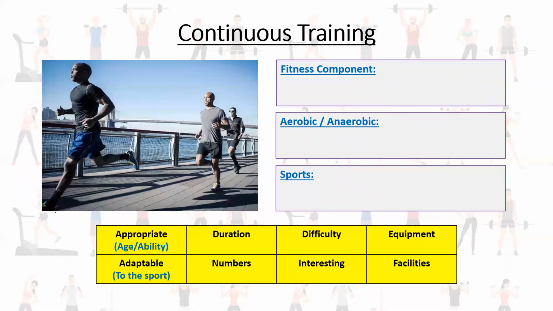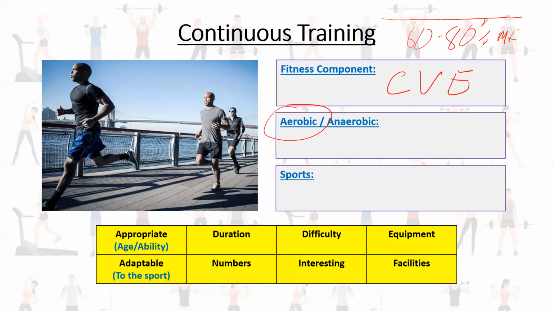Continuous training, again, targeting cardiovascular endurance. This is just where you're maintaining steady pace, aerobic work for an extended period of time. So your heart rate is maintained all the way along. No rests, usually done for about 20 minutes, working somewhere between 60 and 80% of your maximum heart rate. So there's quite a lot that you can comment on in terms of your initial paragraph there for continuous training.